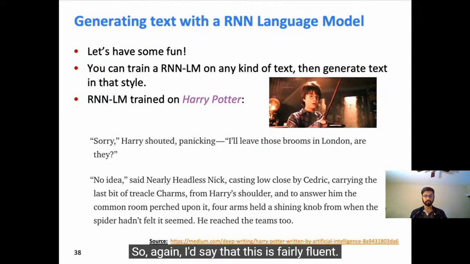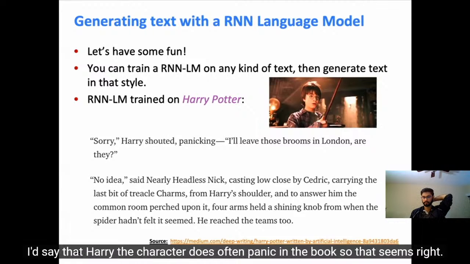So again, I'd say that this is fairly fluent. It sounds tonally like the Harry Potter books. In fact, I'm pretty impressed by how much it does sound like the voice of the Harry Potter books. You've even got some character attributes. I'd say that Harry, the character, does often panic in the book, so that seems right.